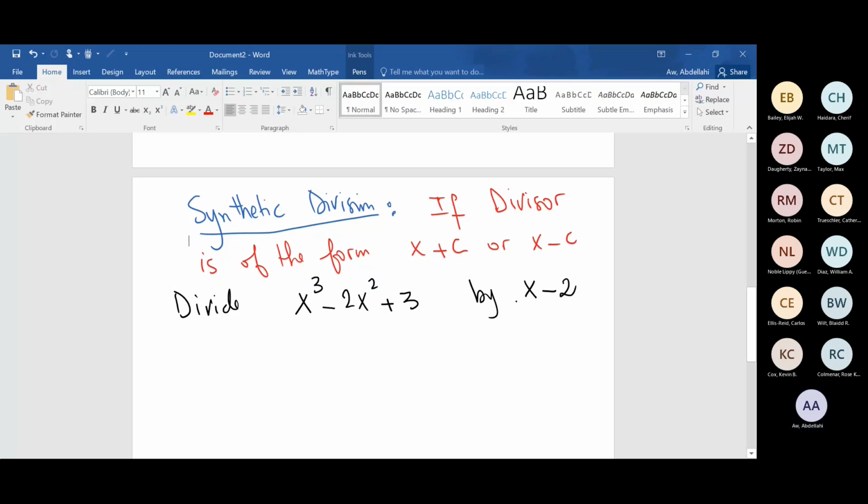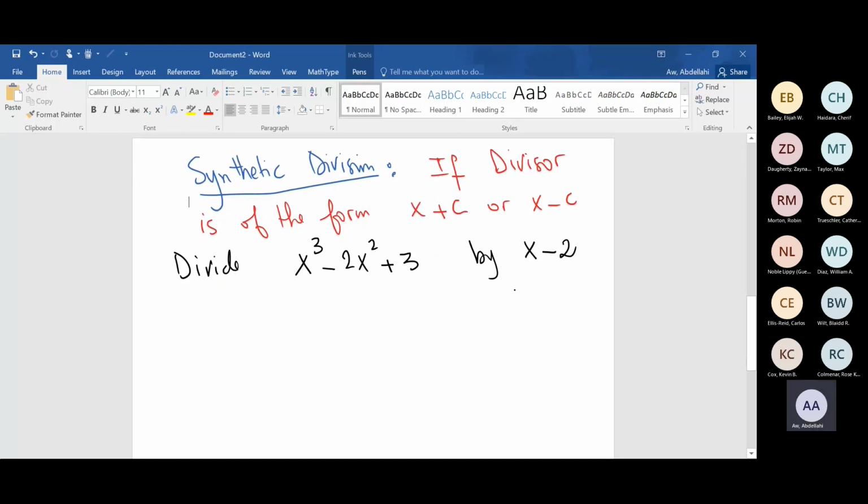Okay, so we're going to use synthetic division. First of all, can we apply synthetic division here? Yes, because my divisor looks like x minus c. Now look how we're going to set it up. We're going to open up this type of half rectangle like this.